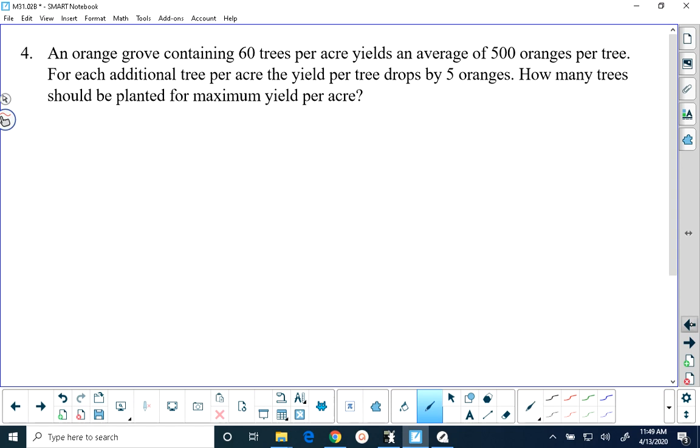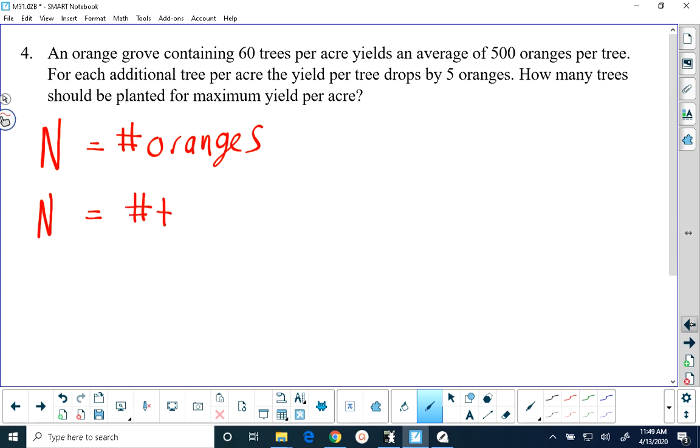Well, the number of oranges, I'm going to use n as the number of oranges, needs to be maximized. And the number of oranges would be equal to the number of trees per acre. Well, you know what? The whole thing is per acre. I don't know that we need to put per acre. On that 1 acre, the number of oranges will be how many trees multiplied by the number of oranges per tree.